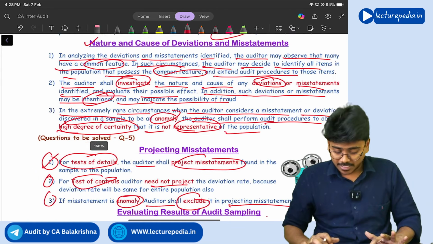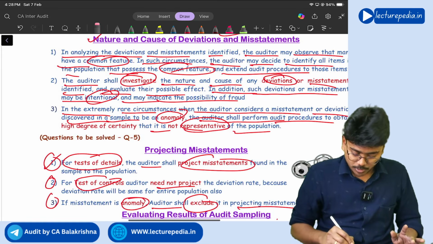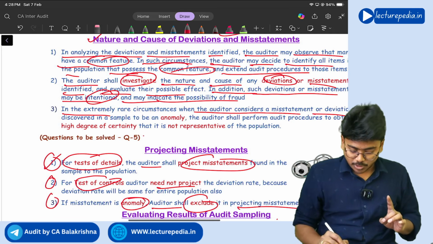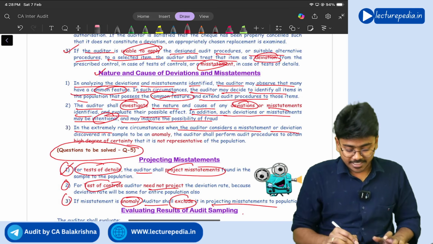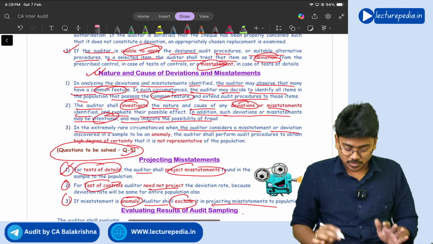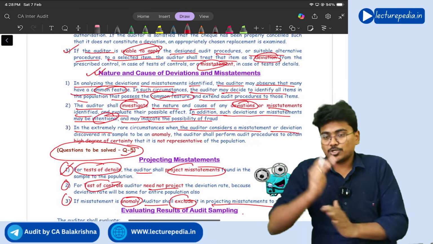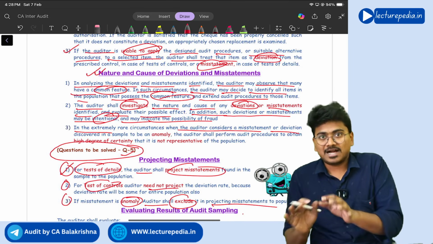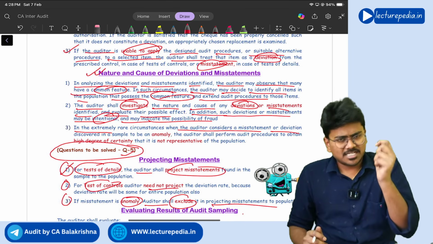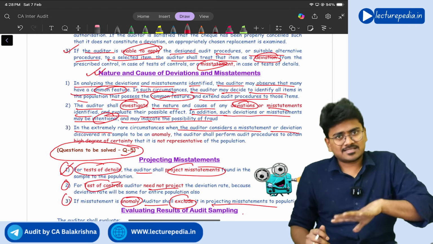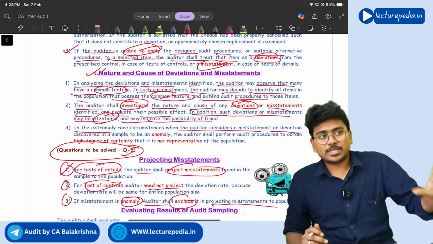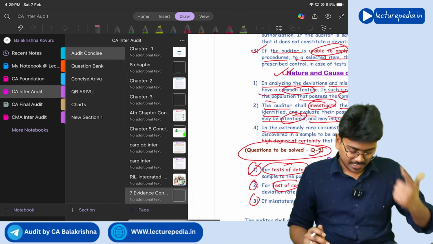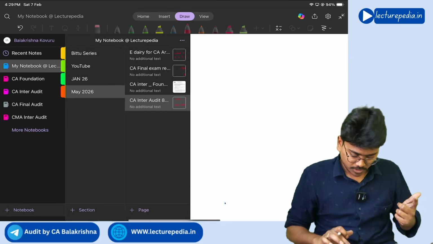If you take my audit concise book, the beauty of this book is that below each and every concept, I have given the questions you have to solve related to that particular concept. So after reading the concept, you can go to the question bank and solve the questions. So it's better to follow the audit concise book instead of the ICAI study material. Clear? Yes, sir. Now we'll go back to the strategy we were discussing.